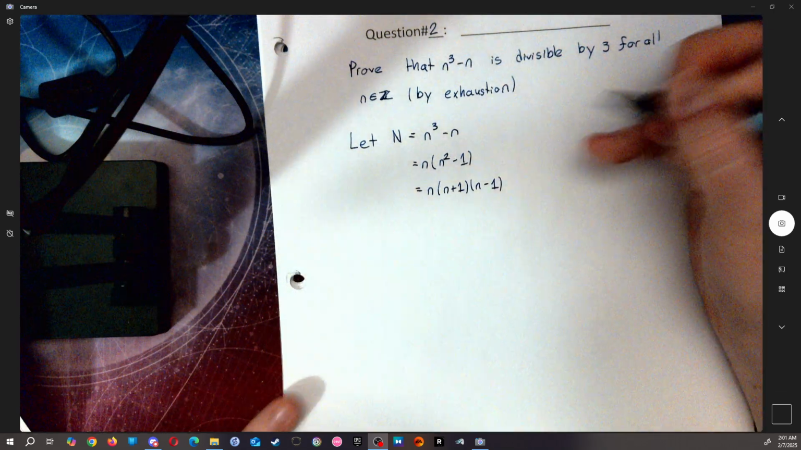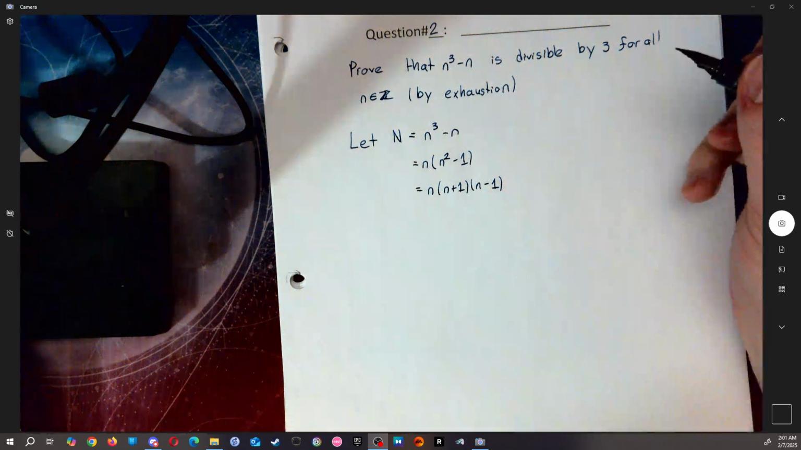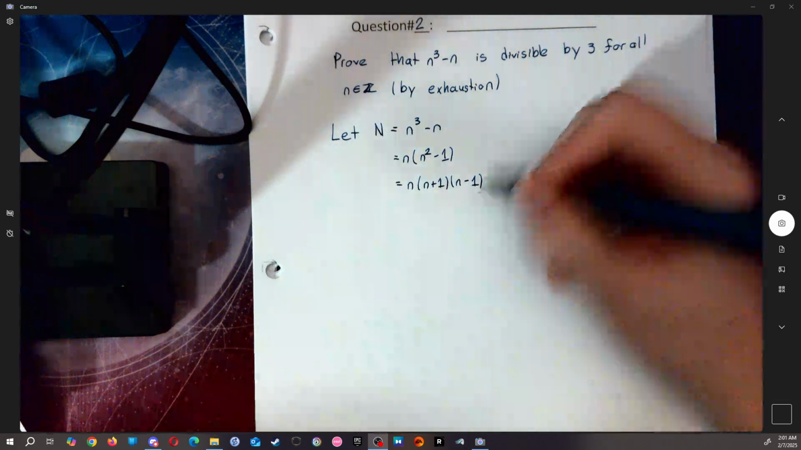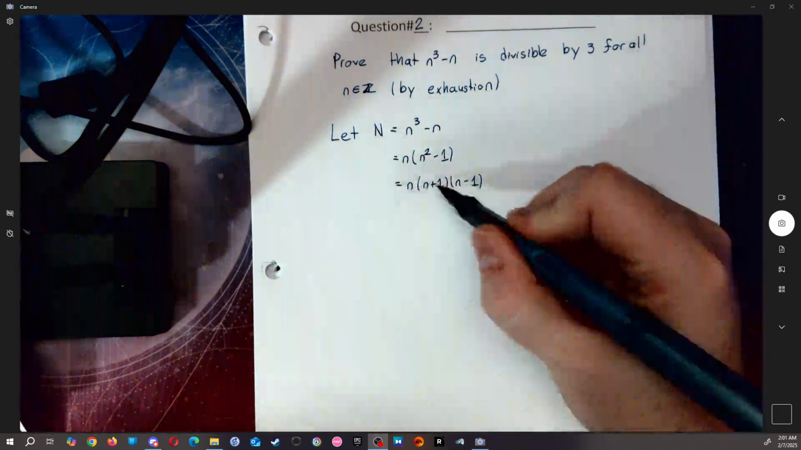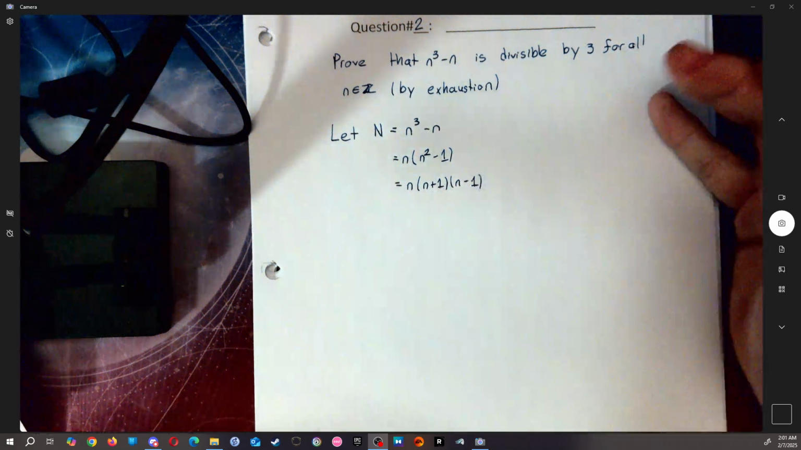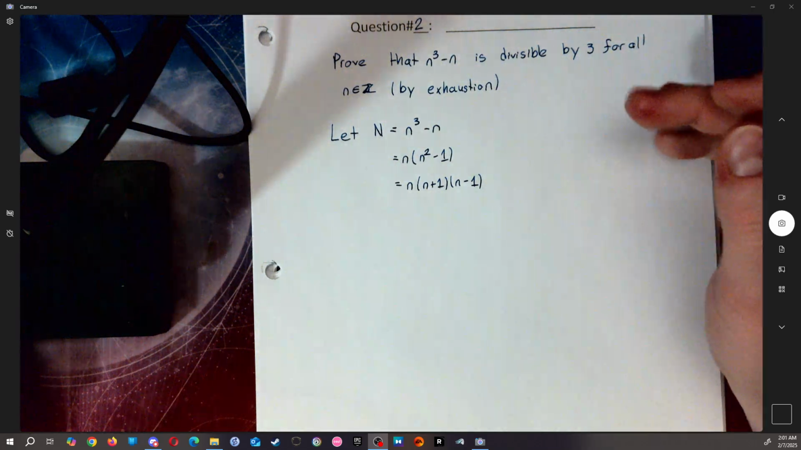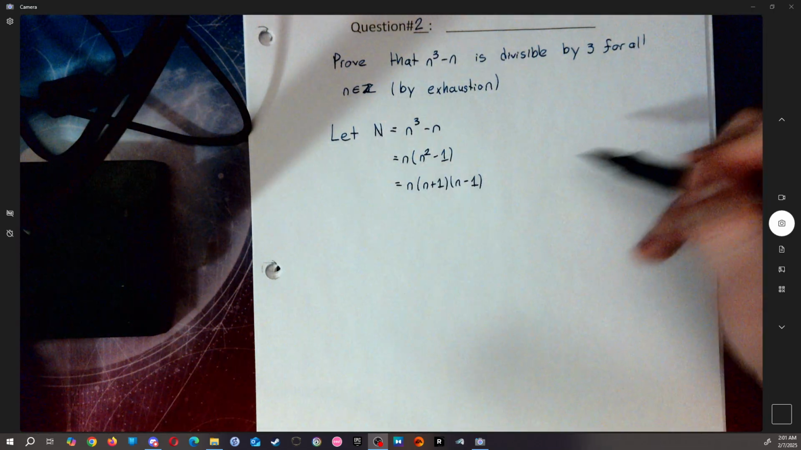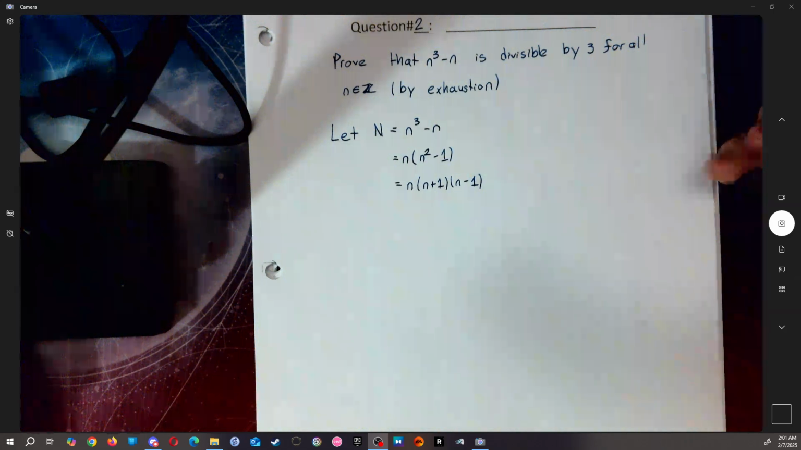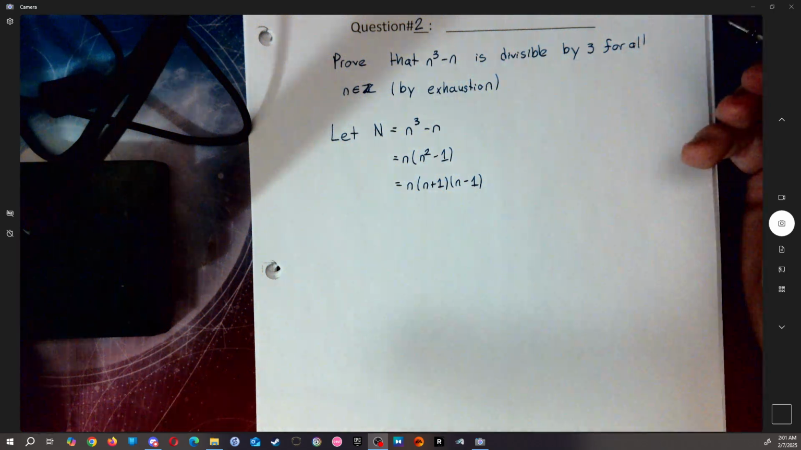And now, at this point, I can build a little bit of confidence, because I can see that these are 3 consecutive numbers. This is a number, this is one greater, and this is one less than that number. So it's 3 numbers, one after another. So I know this is going to be true because if I have 3 consecutive numbers, then one of them is definitely going to be divisible by 3, but I have to demonstrate that mathematically.